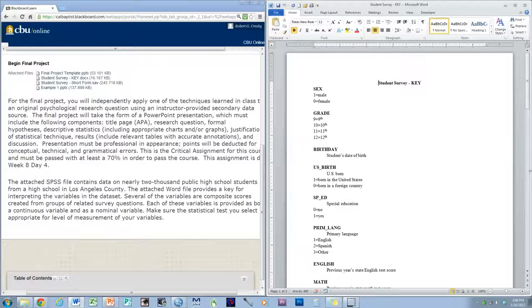Let's talk about the final project. So here we are, we're in week 7, and we're winding down the course. And what I want you to do here is basically take what you've learned and apply it independently to your own original research question. And so in all the other assignments we've ever done, I've given you the research question.